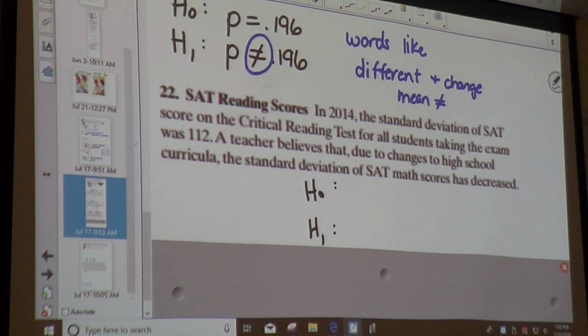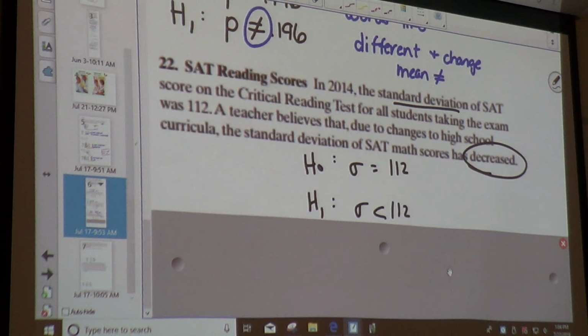112. Standard deviation. Are we dealing with a percentage? What are we dealing with? Standard deviation. What goes in between the last one? It has decreased. That's what we're trying to prove, that it has decreased.